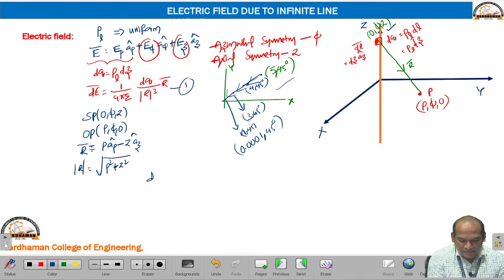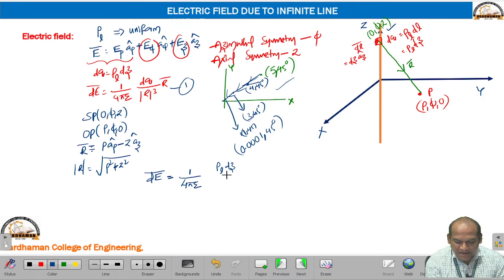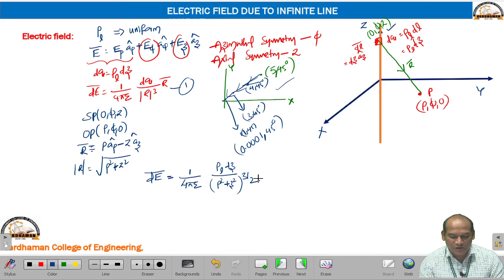So dE bar is equal to 1 by 4 pi epsilon, dq is nothing but rho_l dz, divided by (rho square plus z square) whole power 3 by 2, because the cube is available for the magnitude of R, so power 3 will come, and the square root means the power is 1 by 2. And R bar is nothing but rho a_rho cap minus z a_z cap. Like this we can take.